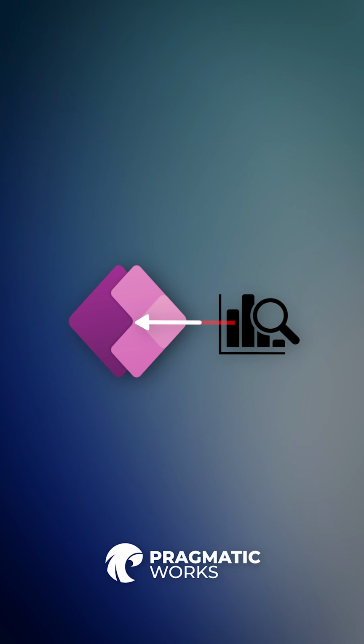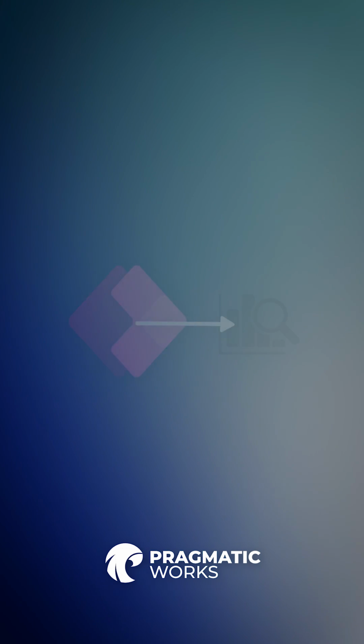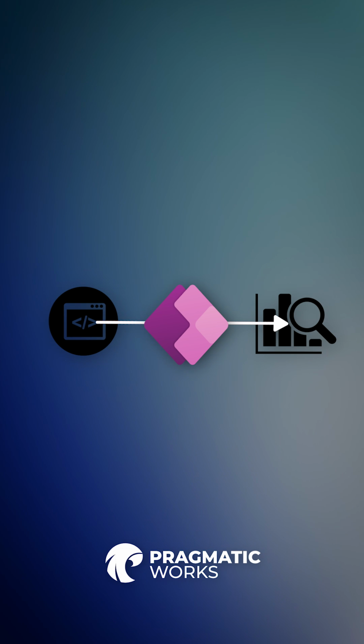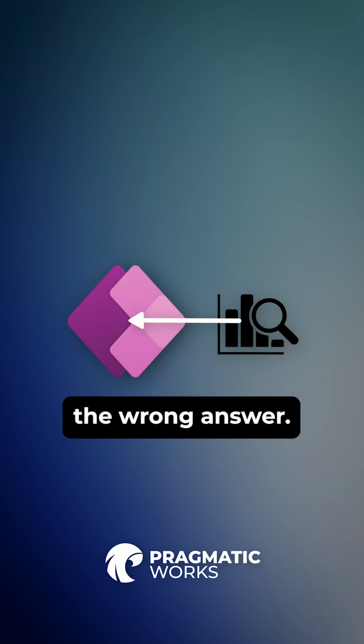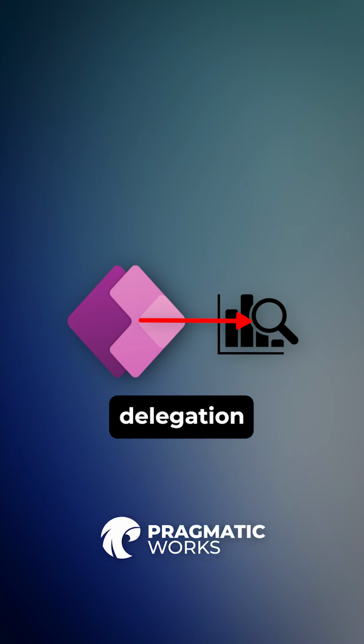When delegation is working properly, it will pass the query right to the database or SharePoint and bring back the results without having to do anything on the client side. This means the queries are going to be much, much faster. And it also means that you might get the wrong answer sometimes if you do have delegation warnings.